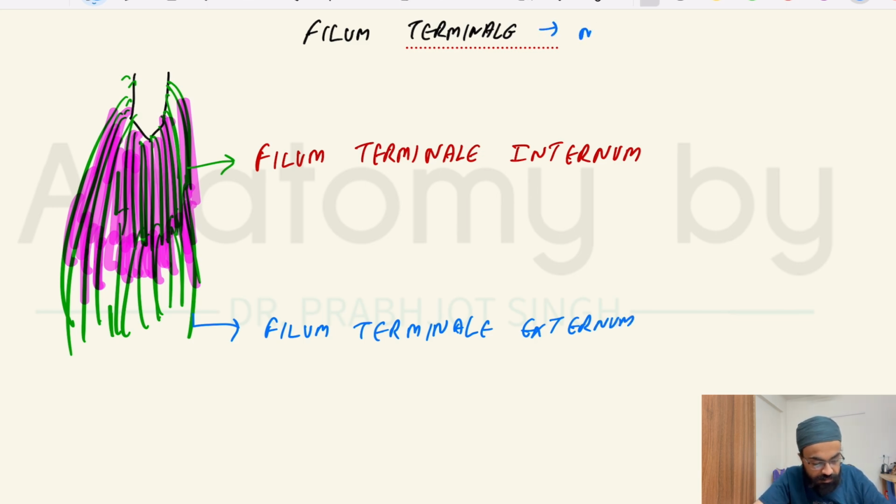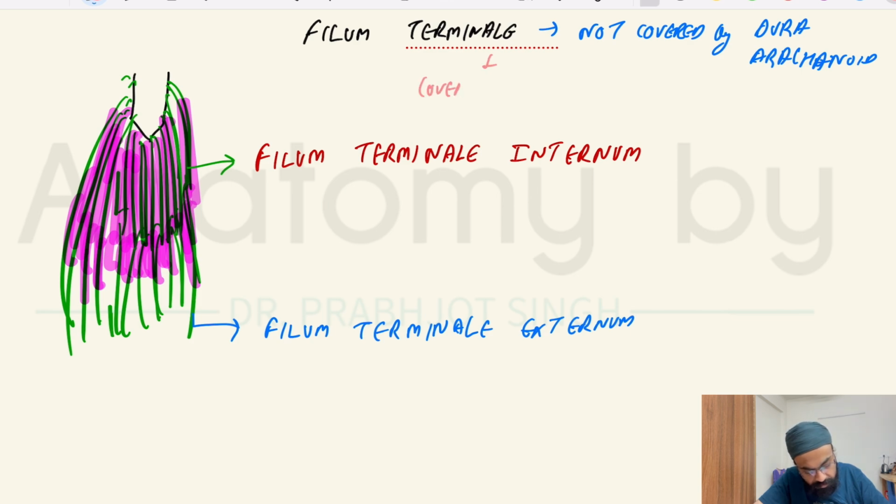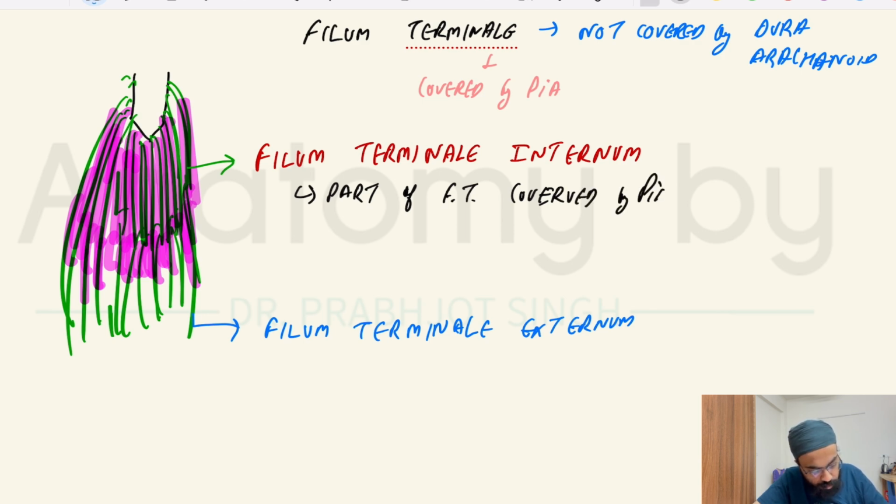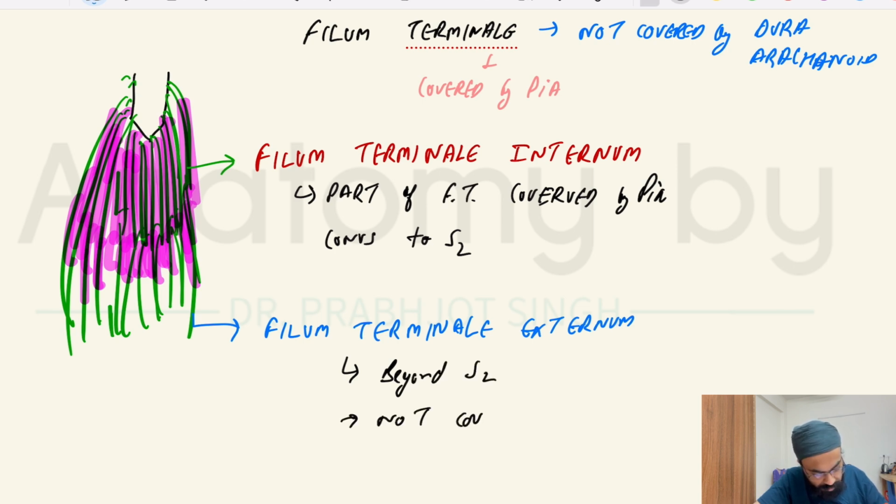The entire filum terminale is not covered by dura and arachnoid. It is covered by pia. In general, if a question comes, the specific point is that filum terminale internum is part of filum terminale covered by pia, so it extends from conus to S2 and it is beyond S2, not covered by pia. I hope this is clear. These are about the two parts of filum terminale.